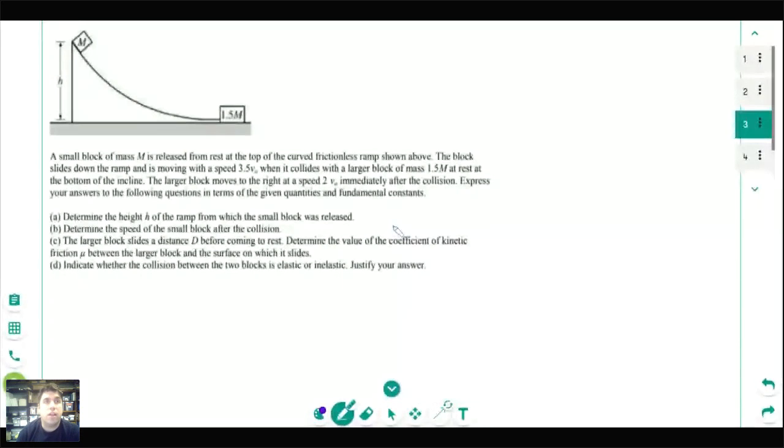So, all right, let's take a look at this one then. We've got a block sliding down, hitting it. That, to me, says we're looking at doing some energy here. So we've got some potential energy at the top, turning into kinetic at the bottom. We're asked to find the height of the ramp first. So to do that, let's just start off with part A here.